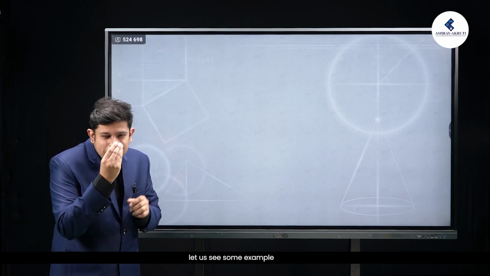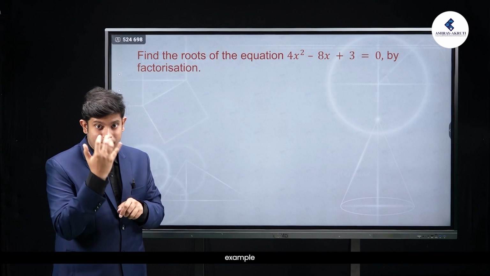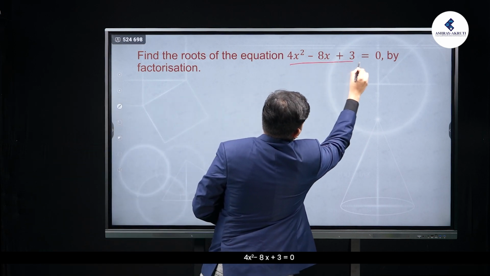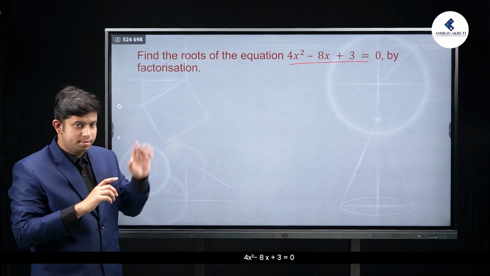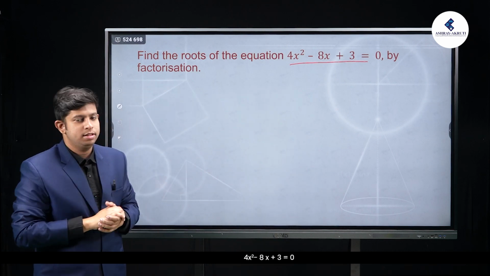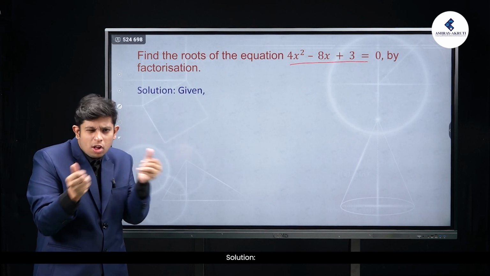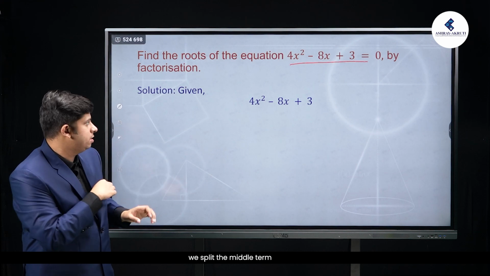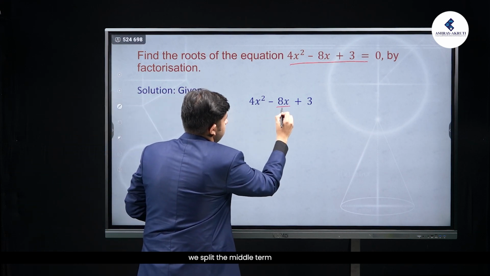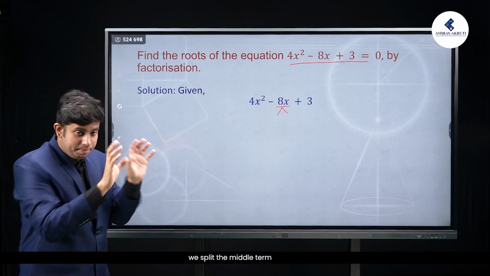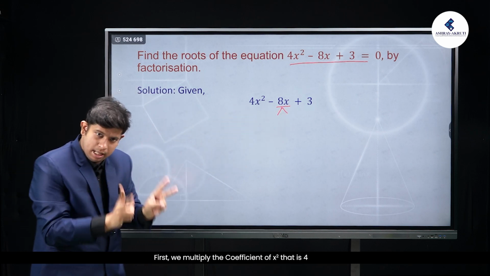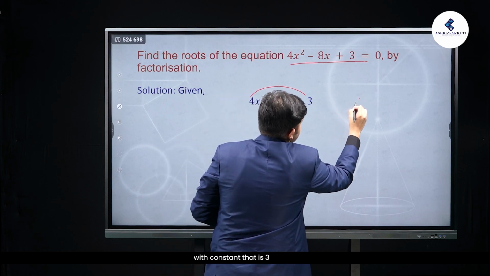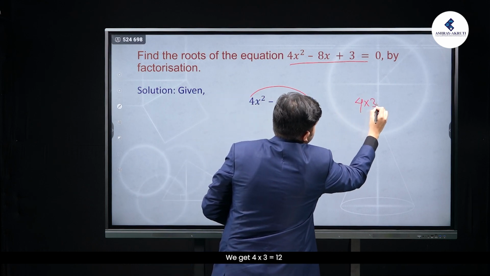Let us see some examples. Example: find the roots of the equation 4x square minus 8x plus 3 equal to 0 by factorization. Solution: in factorization method, we split the middle term. First, we multiply the coefficient of x square, that is 4, with constant, that is 3. We get 4 into 3, that is equal to 12.